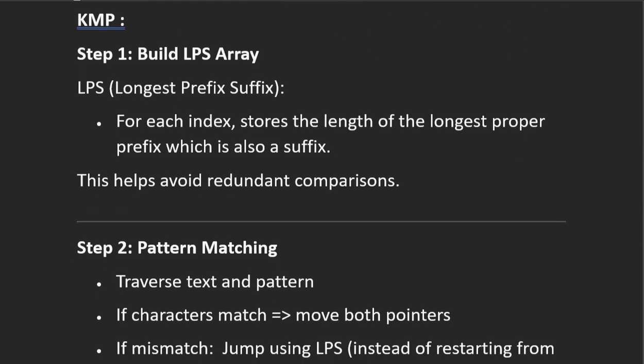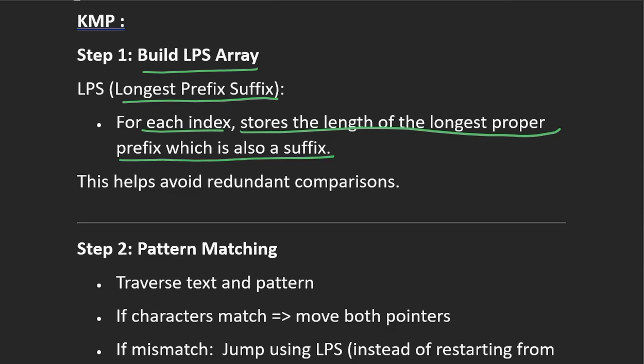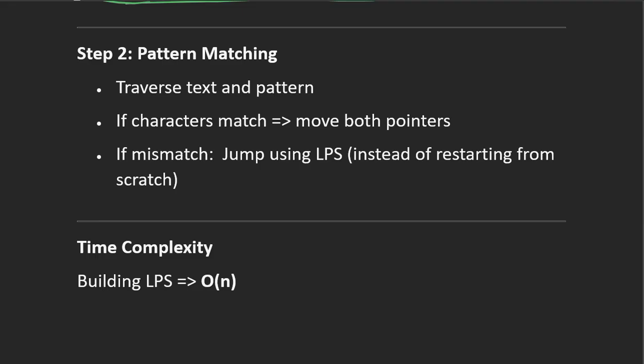So in KMP, first of all we'll build the LPS array, that is the longest prefix suffix array, right? For each index it will store the length of the longest proper prefix which is also a suffix. It helps us avoid redundant comparisons. We do not have to compare the characters again and again, we just use the LPS array to do efficient comparisons, right? So first of all we will build the LPS array.